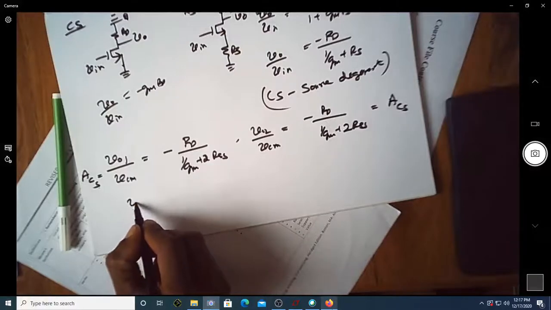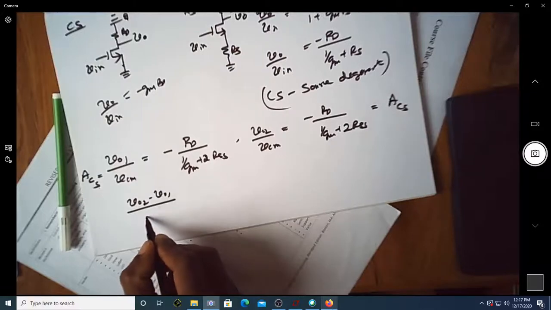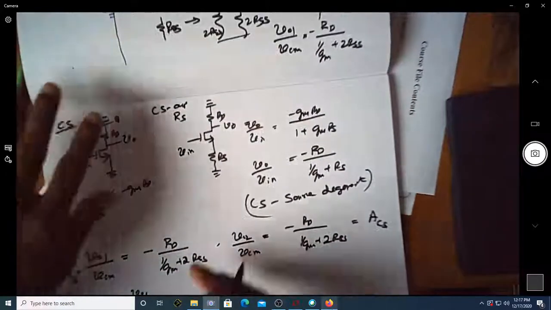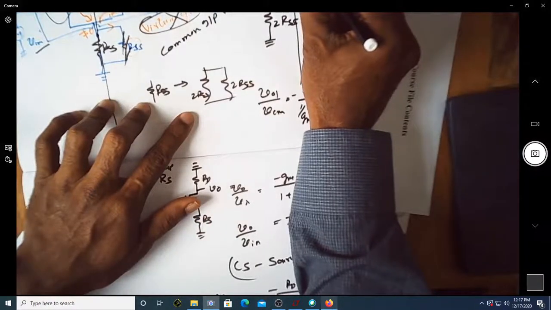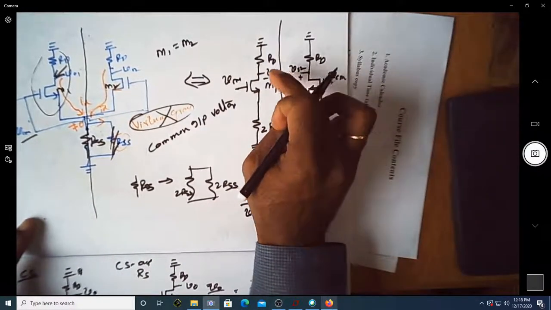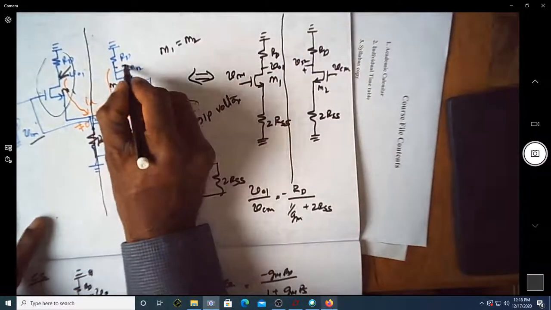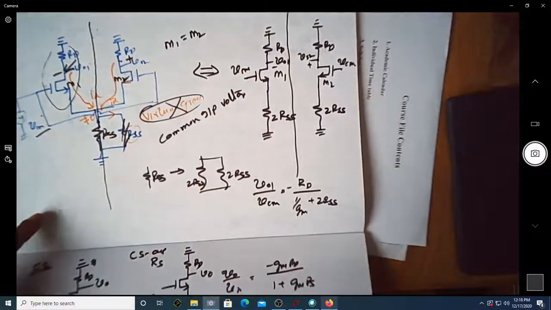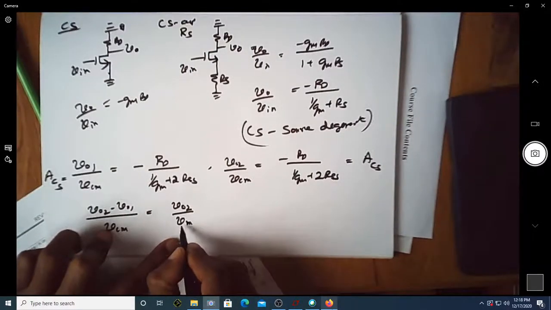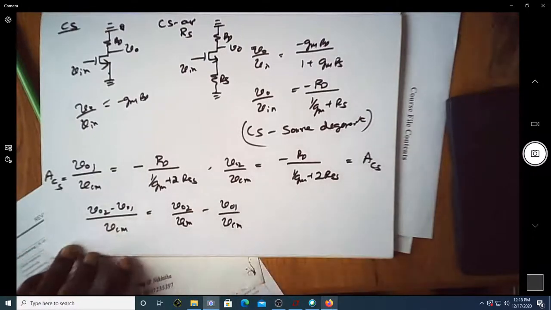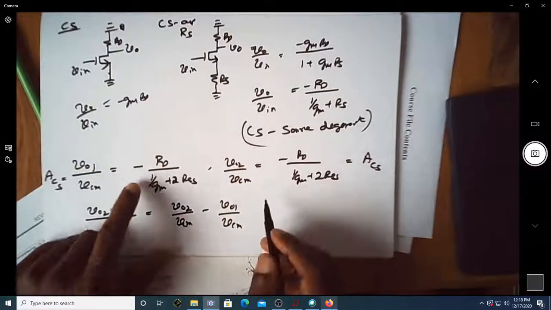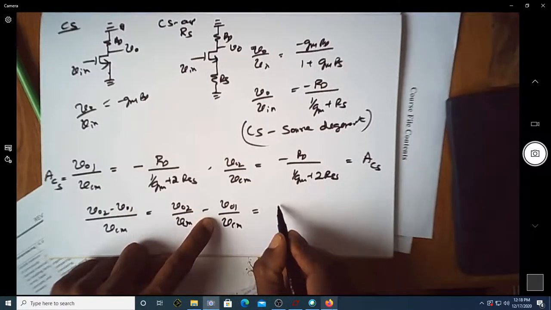If you want to find out V02 minus V01 by VCM, this is what I'm interested in. You are measuring the output voltage not single-ended, but as a differential output voltage. I want to measure a differential output voltage, so this is V02 minus V01 divided by VCM. I just want to measure it here like this, plus minus with respect to VCM. As we know, this is exactly equal to V02 by VCM minus V01 by VCM. What is V02 by VCM? It is this value. What is minus of V01 by VCM? It is the same value. Since it is minus of minus, this actually becomes equal to 0.